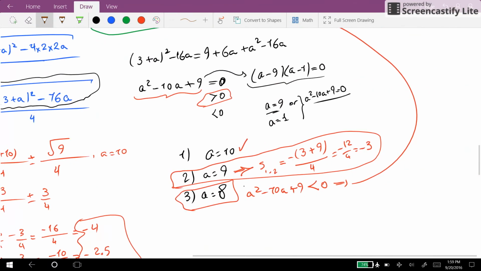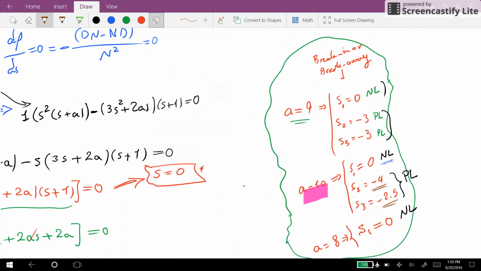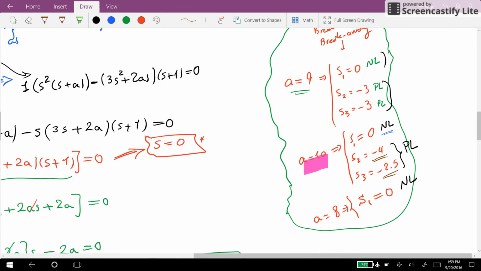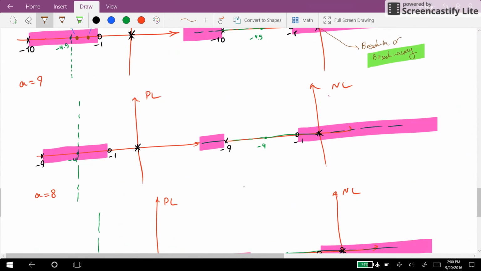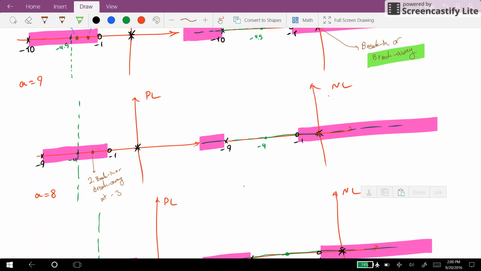For A equal to 9, we have these cases: s1 equal to 0 and s2 and s3 equal to minus 3 in the positive locus. So for A equal to 9, we have two break-in or break-away points at minus 3, and the point at 0, which we for sure know is a break-away point.